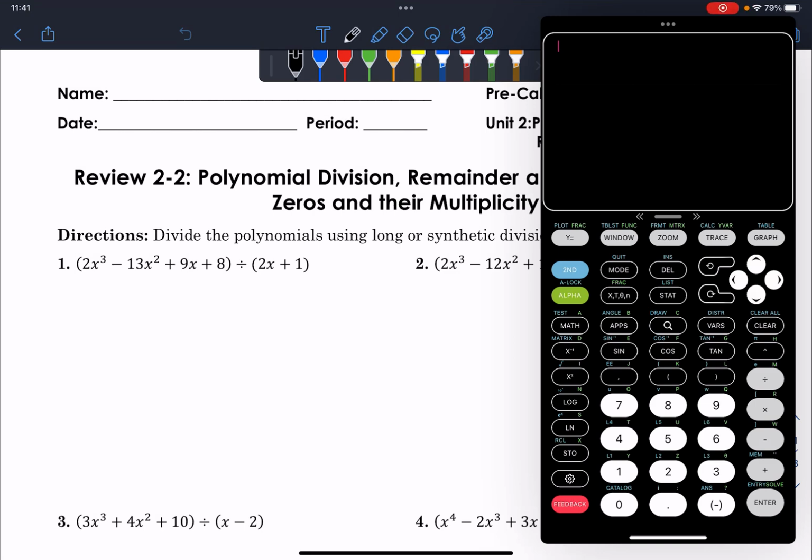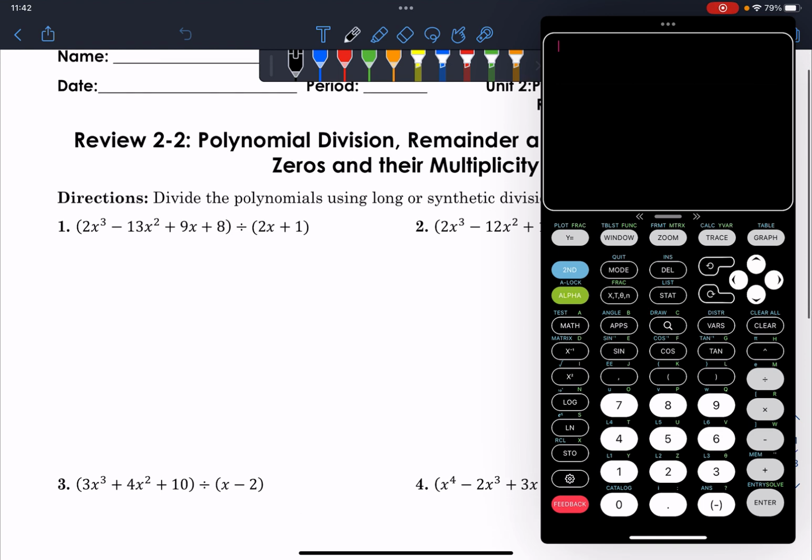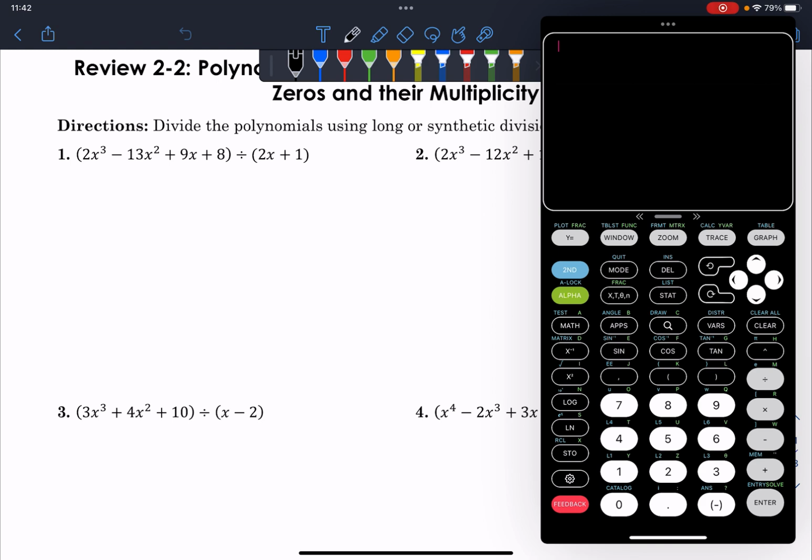Hello class. We're going to review our lessons from sections 2.4, 2.5, and 2.6. So dividing polynomials using the remainder and factor theorem and identifying the zeros and their multiplicities. We'll start by going over division of polynomials, and I'm going to use synthetic division on the majority of these, and actually in all of these examples.